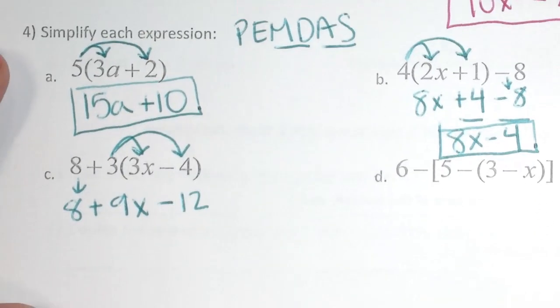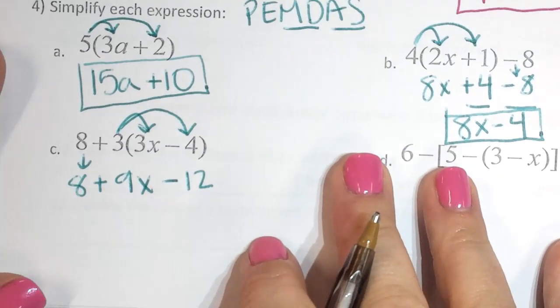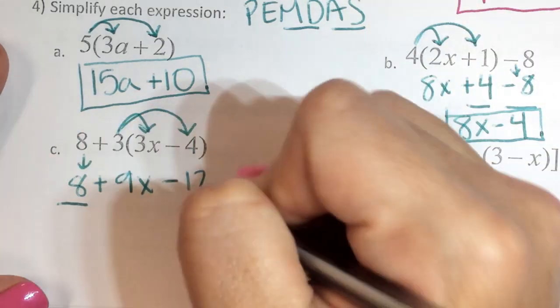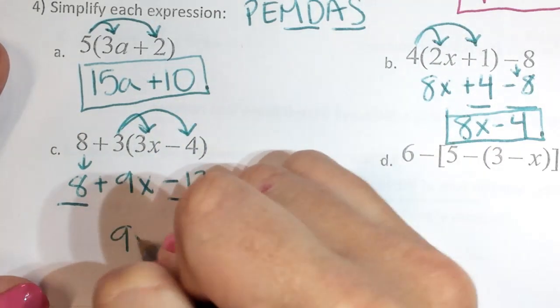Am I done? No. What do I combine now? 12 and 8. Yeah, what's 8 minus 12? Negative 4.